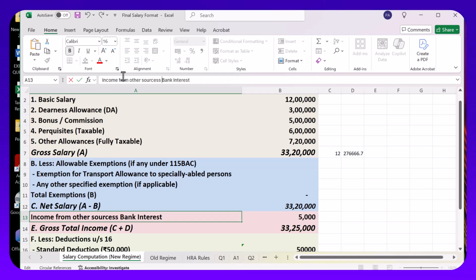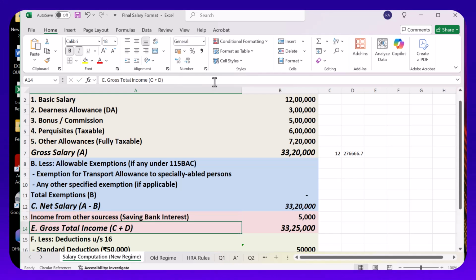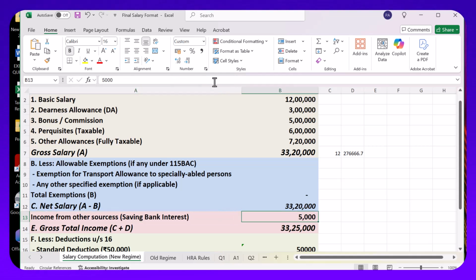Fine. So here you can write that this is coming from a savings bank account, or a fixed deposit. Whatever you have deposited in the bank, the bank is giving you some interest. So you have to declare that and pay tax. Now, under the new regime, there is no exemption on bank interest, because in the old regime, you get an exemption up to 10,000 rupees.